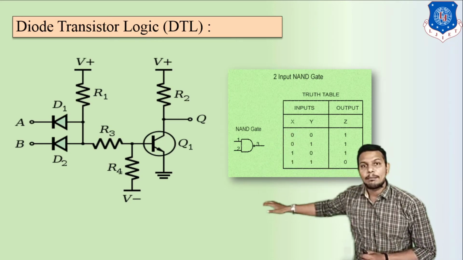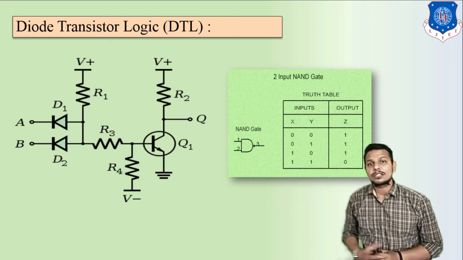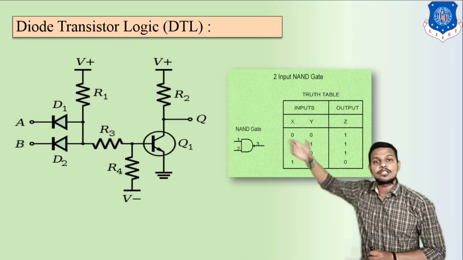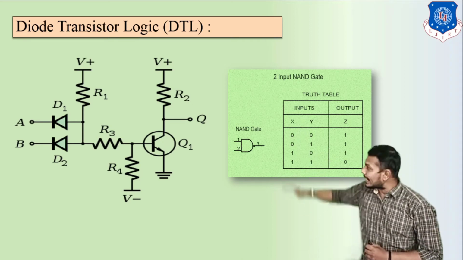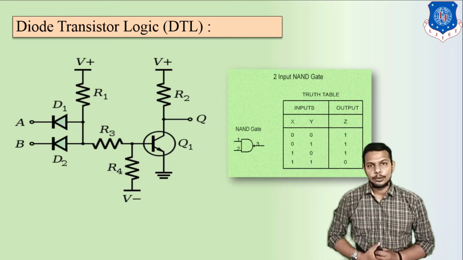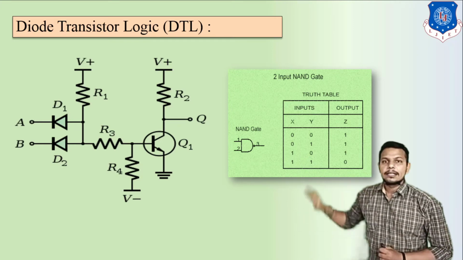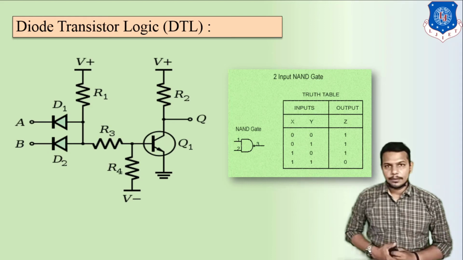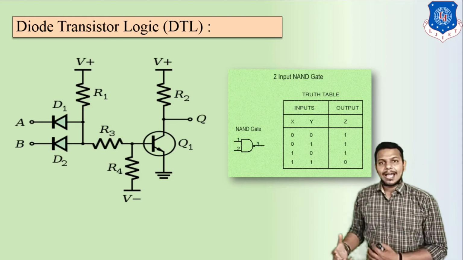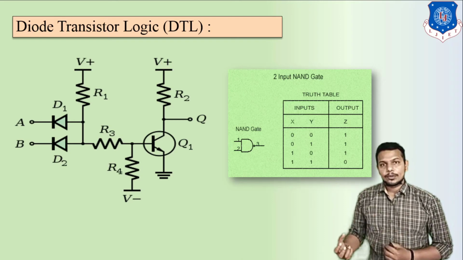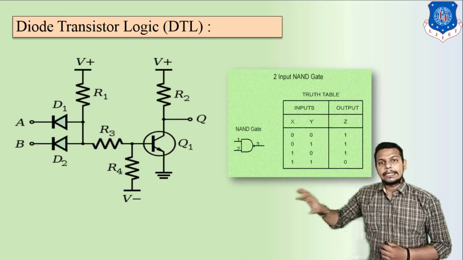Below here we can see minus V, that means your minus VCC, and again at the collector side we can see plus V, that means your plus VCC, and at Q point we will get the output value. Now this is the circuit diagram of diode transistor logic. With the help of a NAND gate we are going to discuss DTL.